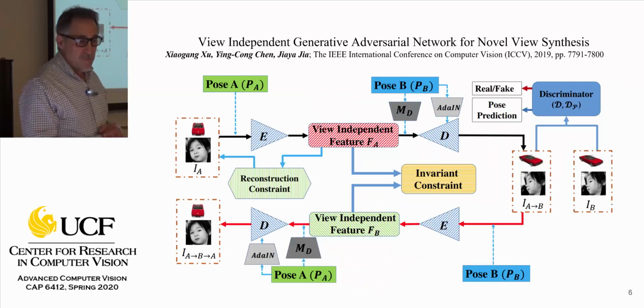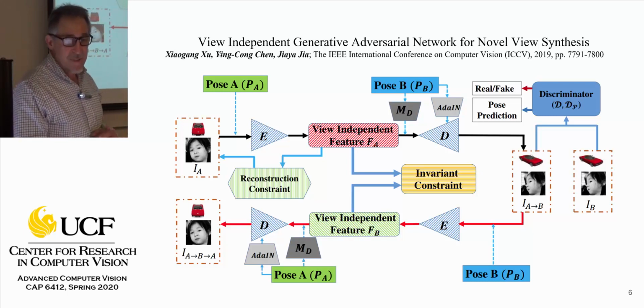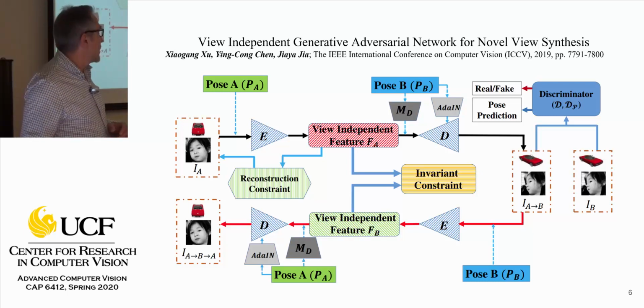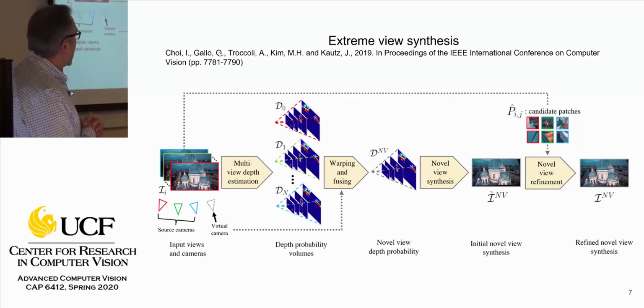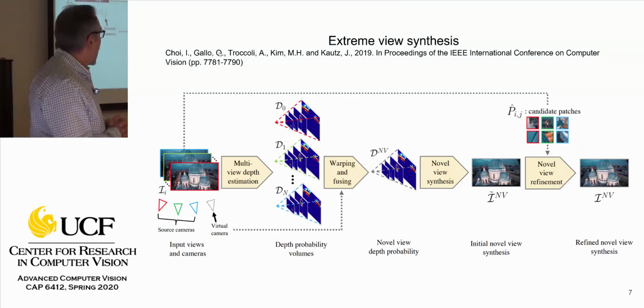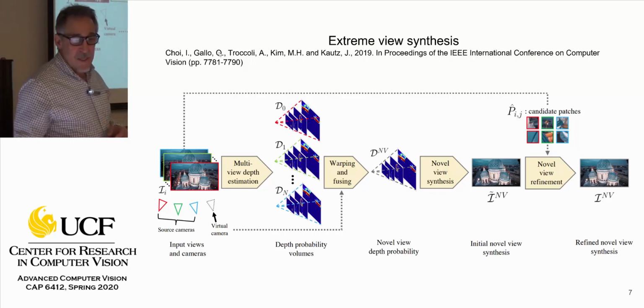And this is work from last week, the View-Independent Generative Adversarial Network for Novel View Synthesis. I think this was last Tuesday, so we probably don't need to go over it. But again, these two papers from last week were creating new novel views, and this is extreme view synthesis, I believe from last Thursday, and this was a paper in which we were able to do 30x magnification.